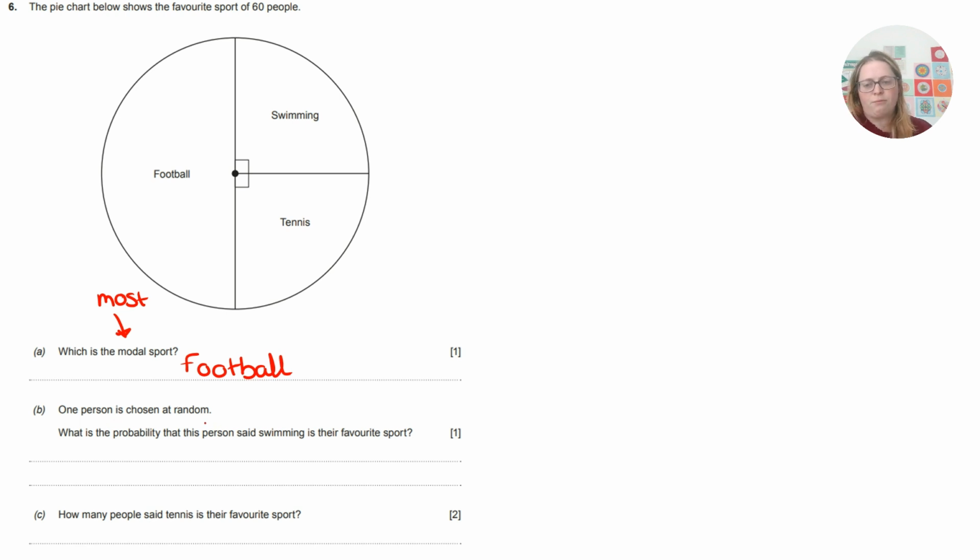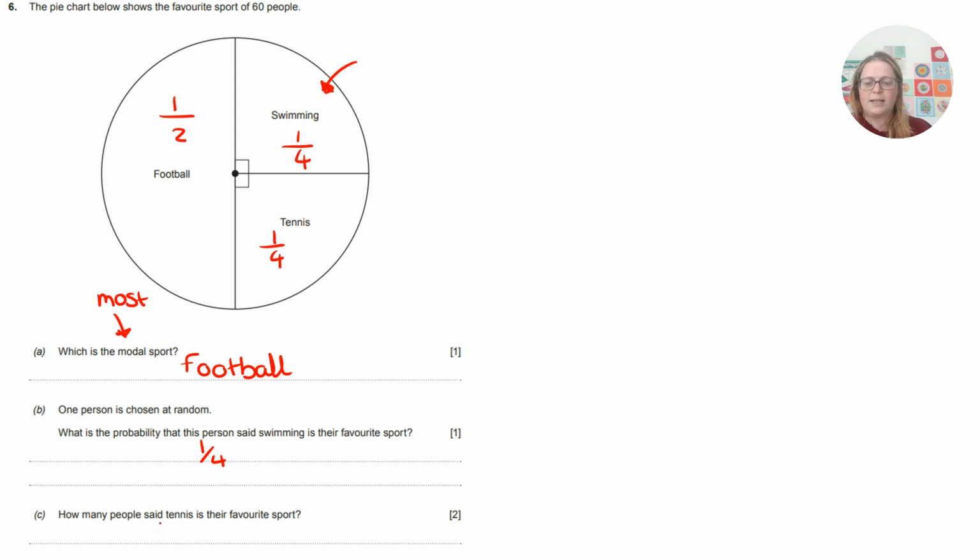So one person is chosen at random. What's the probability? So this means it wants it as a fraction of how many people are swimming as their favourite sport. Well, if we look at swimming, we know that football is half of your people. So swimming has got to be half of a half, and we say that's a quarter. So you might have heard that term before. So a quarter of the people chose swimming as their favourite sport. That means we also know a quarter chose tennis.